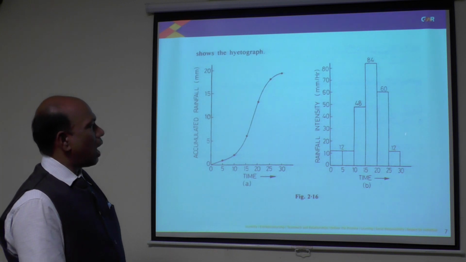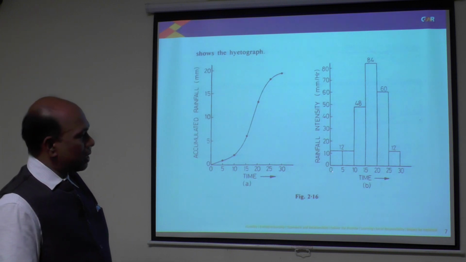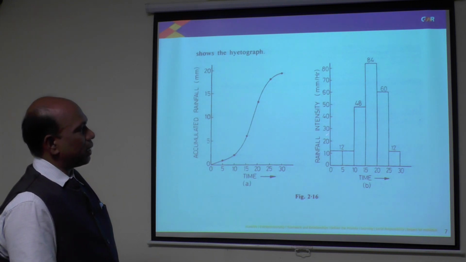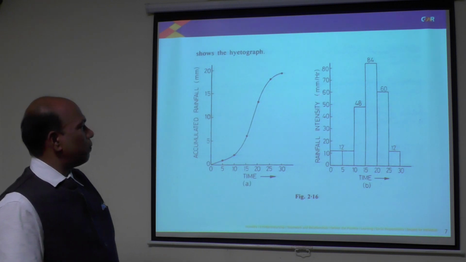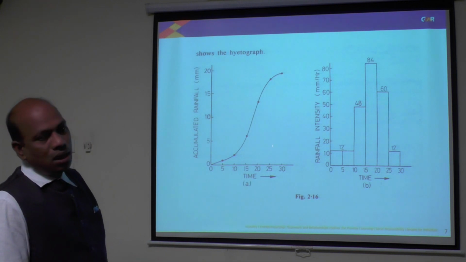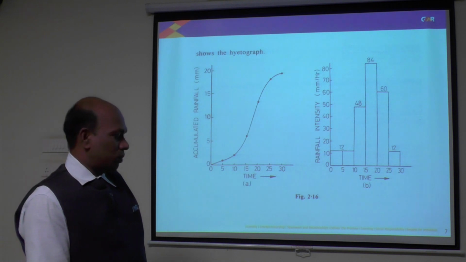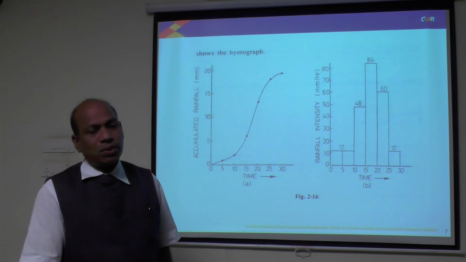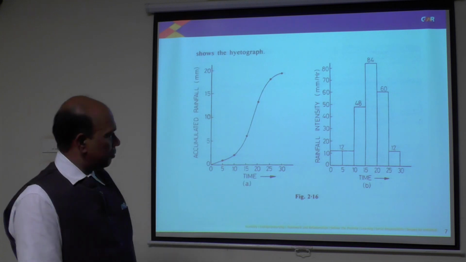This is the hyetograph. That means time versus average rainfall intensity. This is nothing but the hyetograph. This we already discussed. This is the mass rainfall curve. These two are used where we are going to discuss infiltration studies.